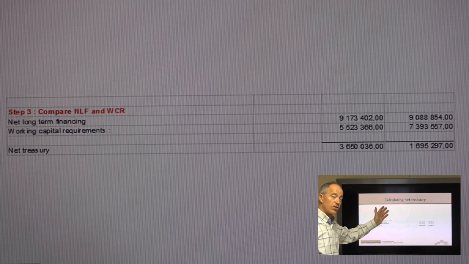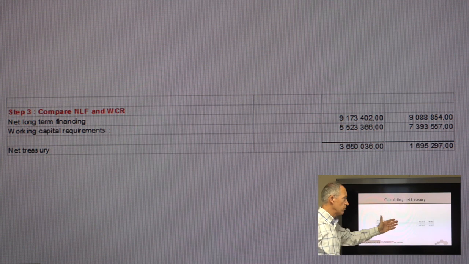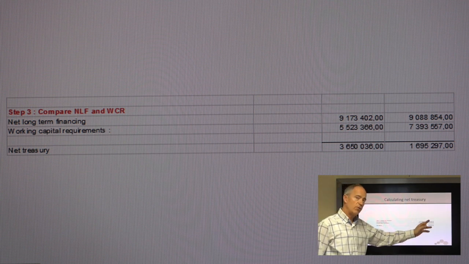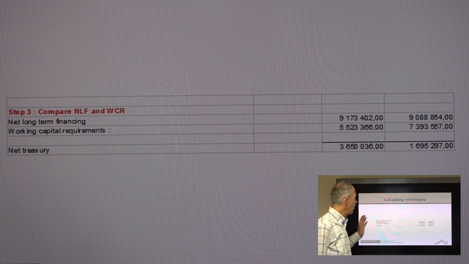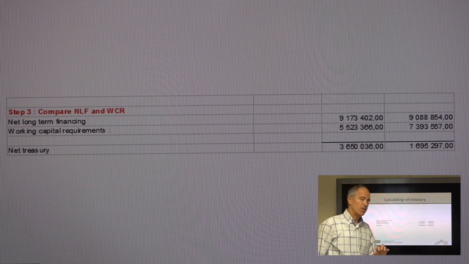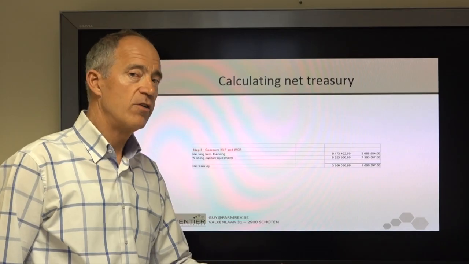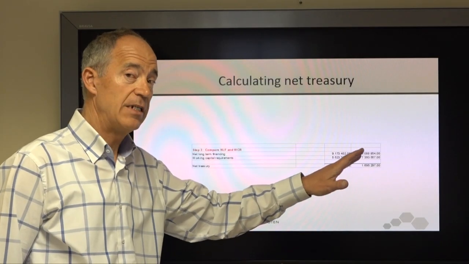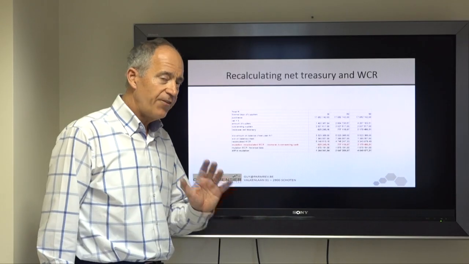Okay, this is the calculation of the net treasury. You just take your net long-term financing, you deduct your working capital requirement, and with the assumption that this working capital requirement is fixed into the company, we have a net treasury of 1.7 million euros. Remember, this is a net treasury which is left after the dividend of 4.6 million has been paid out. The net treasury you're calculating should always be recalculated.